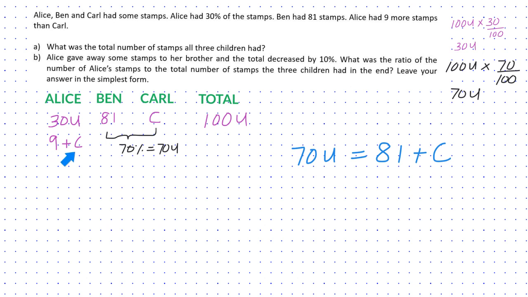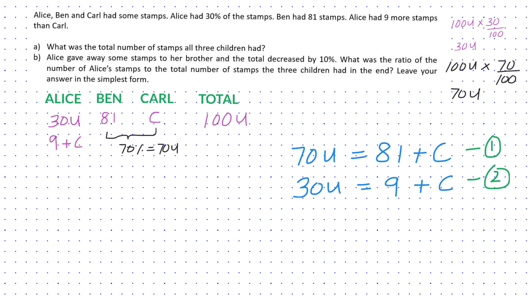If we take a look at the number of stamps that Alice had, we can see that we have come up with two expressions in terms of U and C. So we understand that 30 units is equal to 9 plus C. Now that we have both our equations, we need to solve these two simultaneous equations. We see that C is common to both equations 1 and 2. So I'm simply going to deduct, or minus, equation 2 from equation 1 to get rid of the two C's.